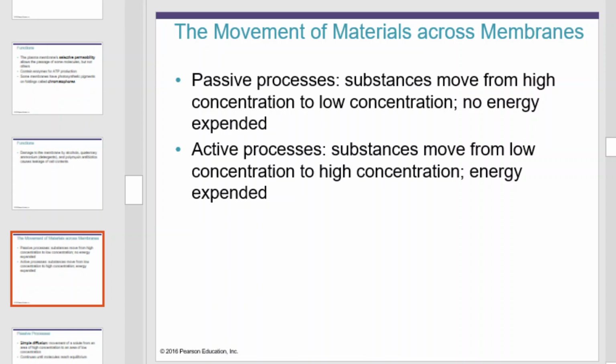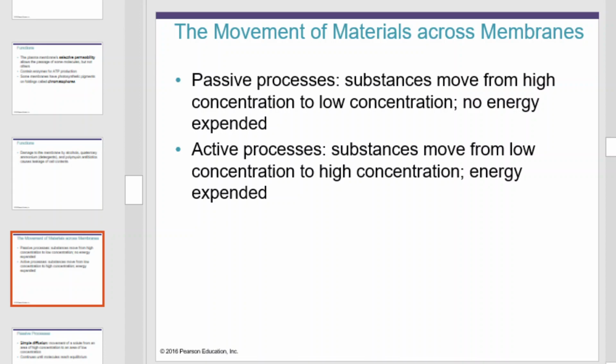Movement of materials across membranes. When moving materials across the cell membrane, you might employ both passive or active processes. Passive processes allow substances to move from high concentration to low concentration without the expenditure of energy.